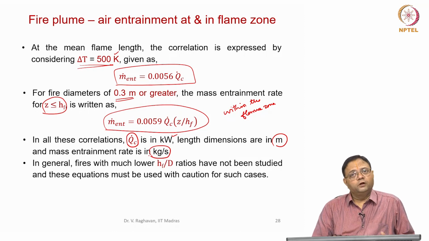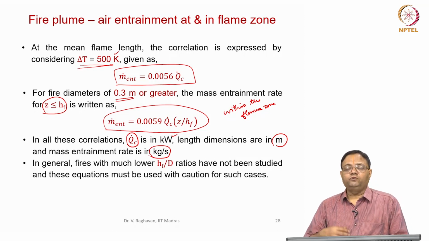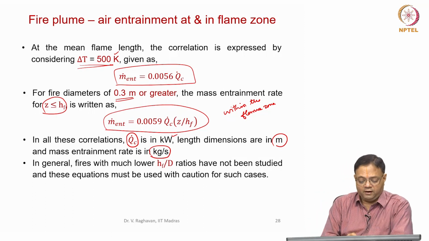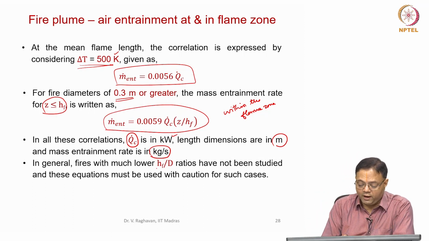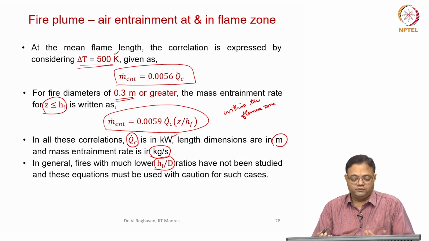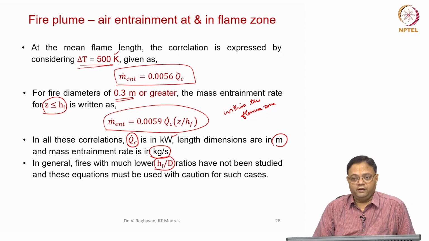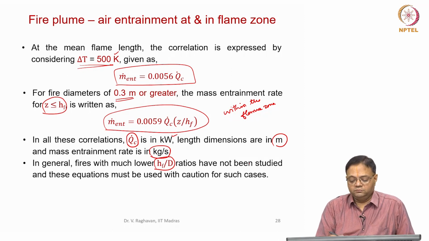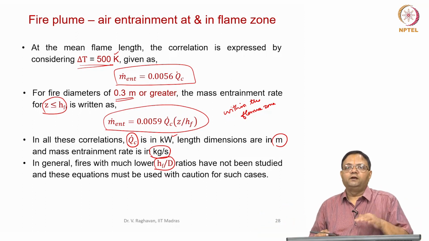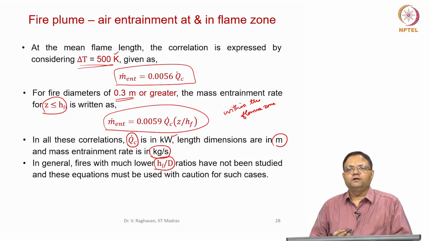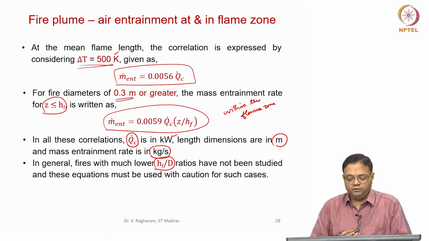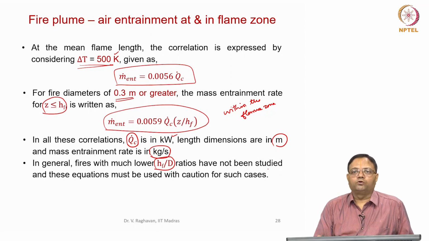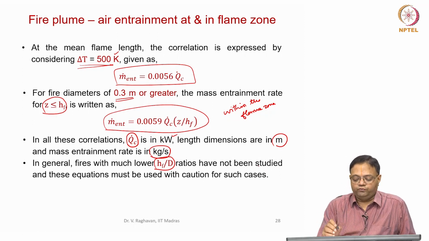Now, all this we have used correlation for strong plume. In general, fires with much lower HF by D ratios have not been studied. If HF by D is very low, for example a very big pool, then HF by D will be very low. In those cases we cannot straight away use these correlations because there is no experimental support for this. So when you want to use them for such cases, we have to apply some caution.